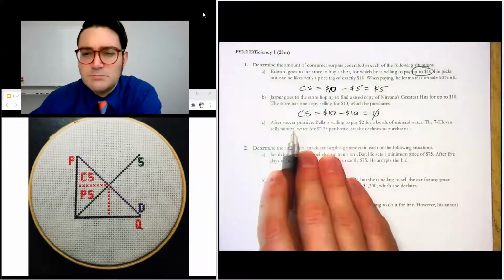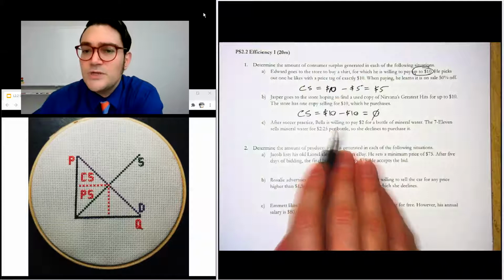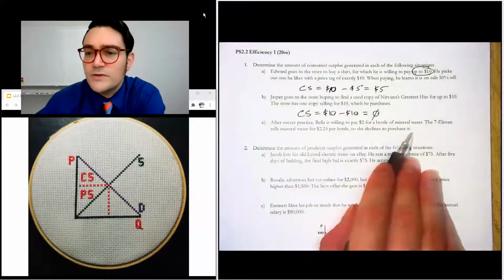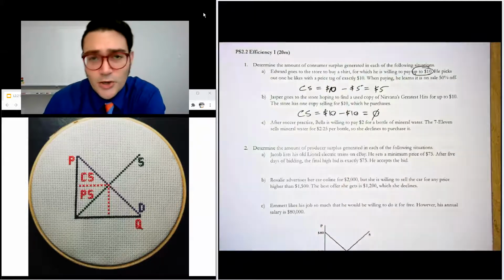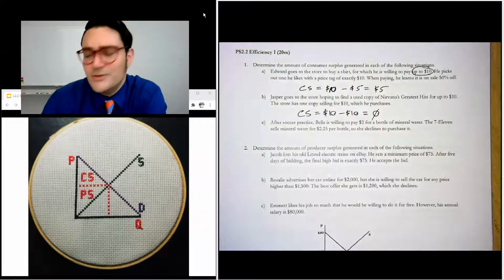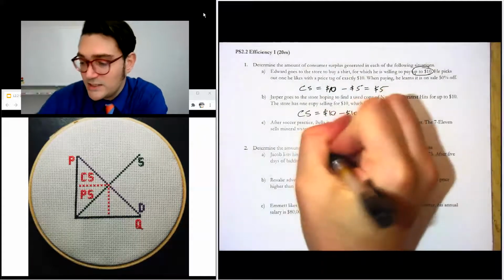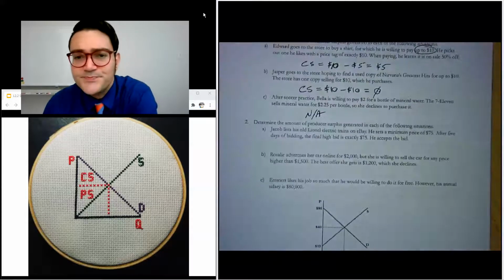After soccer practice, Bella is willing to pay $2 for a bottle of mineral water. The 7-Eleven sells mineral water for $2.25, so she declines to purchase it. So is she going to get any surplus? No, there's none. It doesn't exist because she doesn't transact.